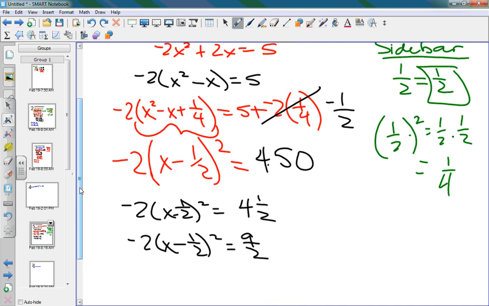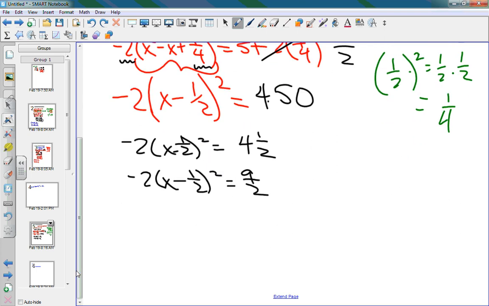Where'd that sneaky -2 come from? That's what you factored out, where you crossed the line. Remember? I didn't add 1/4 to both sides. I added 1/4 times -2. That sneaky little 2 has to stay there. You can't ignore it. Okay?